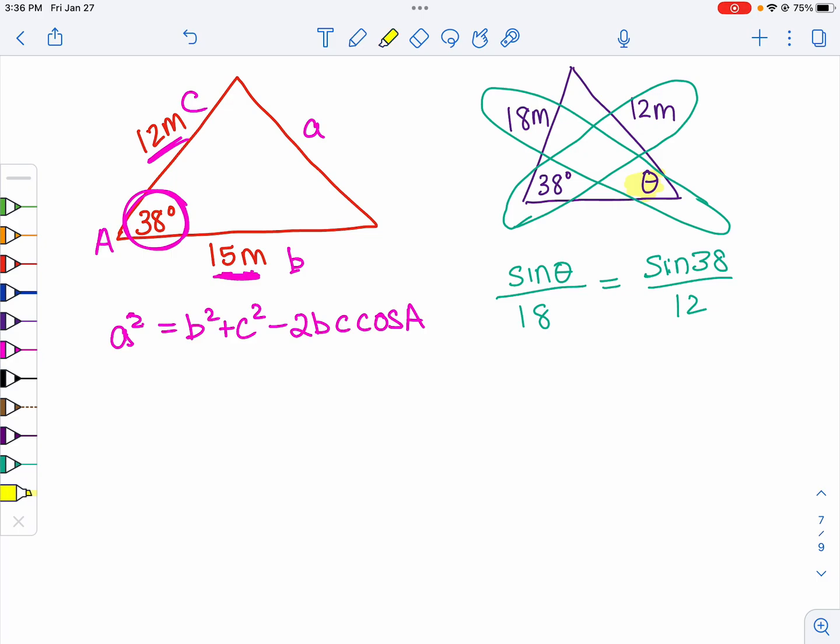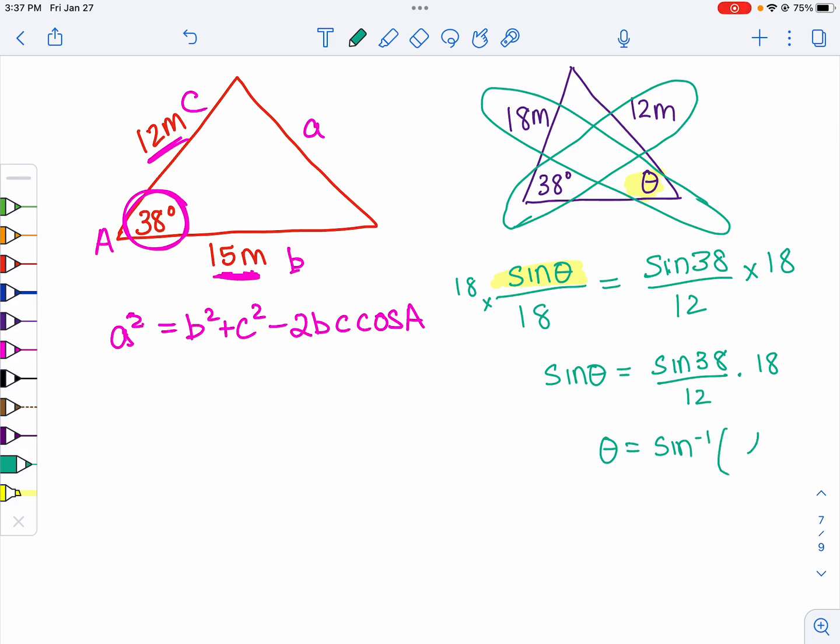And then you just want to isolate sine theta. So I'm going to multiply both sides by 18. So now I know sine theta equals sine 38 divided by 12 times 18. So you'll get an answer like 0.92 something. And then to actually get your angle, you do inverse sine of whatever the decimal is. And that will tell you your angle.